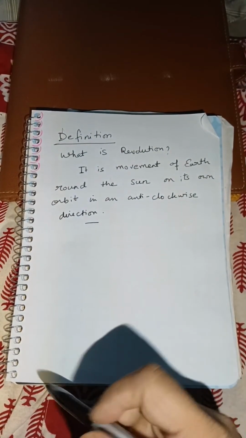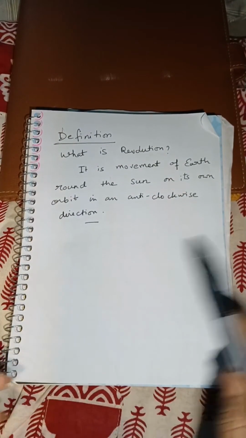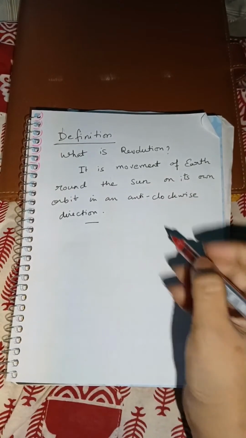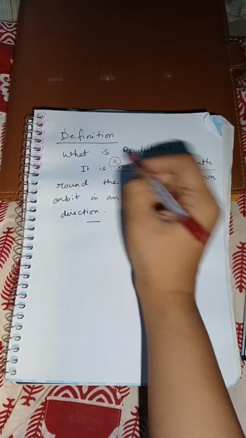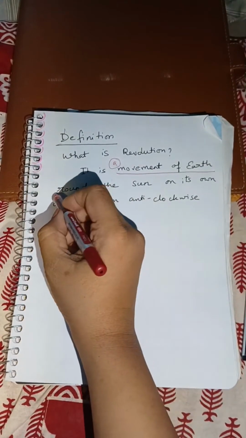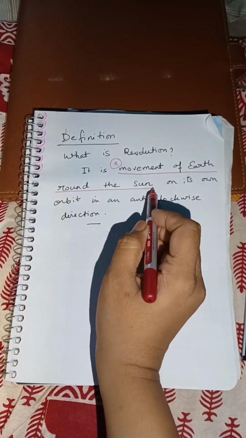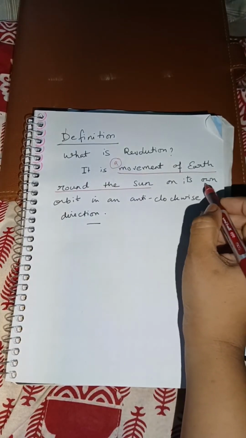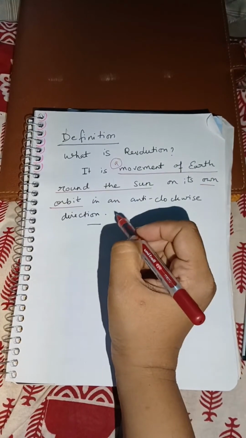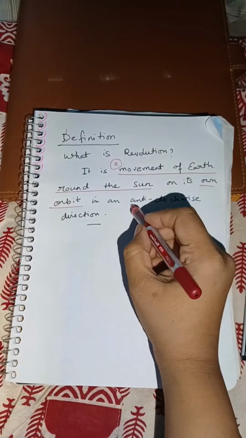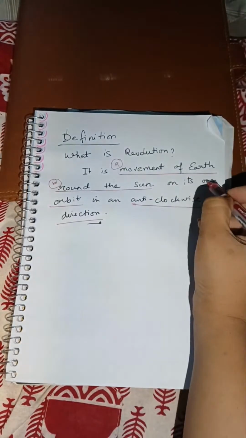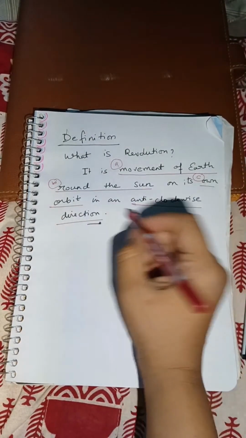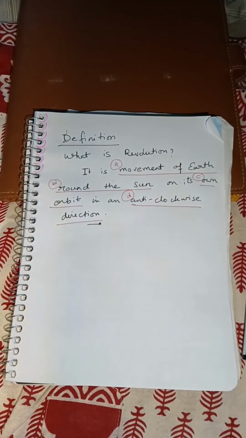So from this definition, there are different concepts that we are getting. First, we have mentioned that it is movement of the earth. That is point A. Then it is around the sun, where it is revolving. It is revolving round the sun on its own orbit. Now what is orbit? Orbit is the path, and how is it going? It is going in an anti-clockwise direction. So B is orbit and D is anti-clockwise direction.